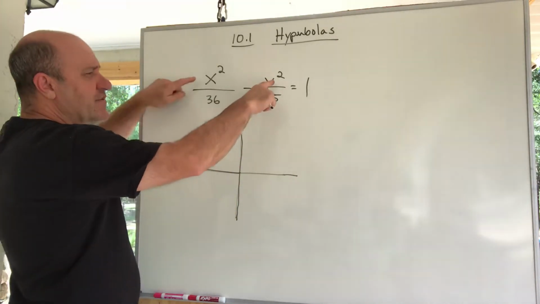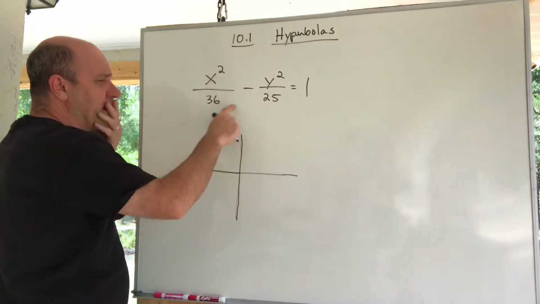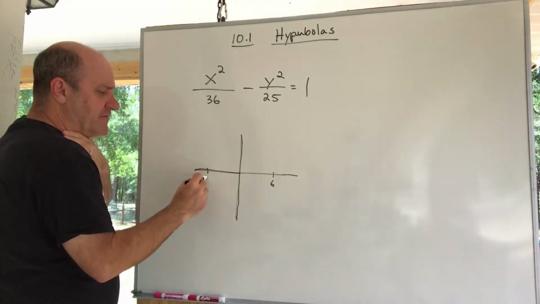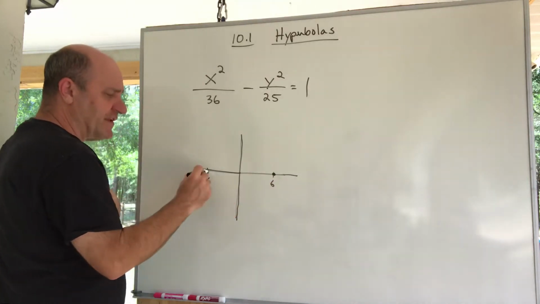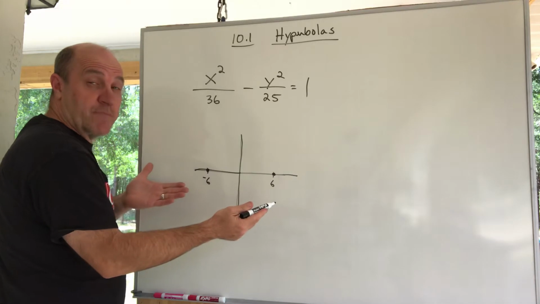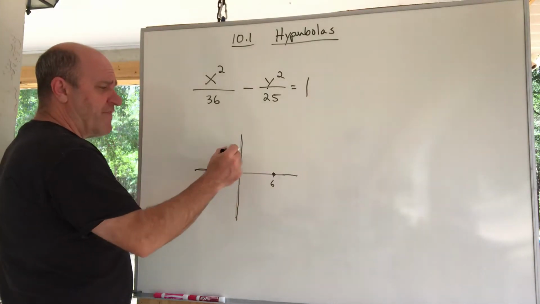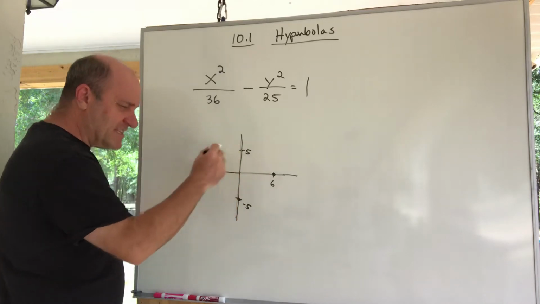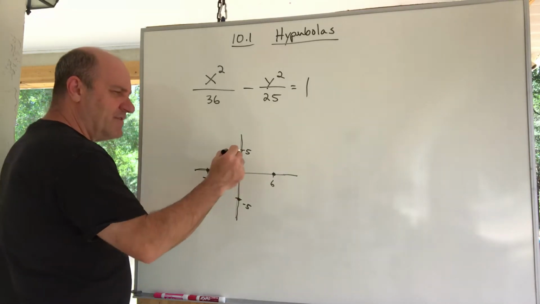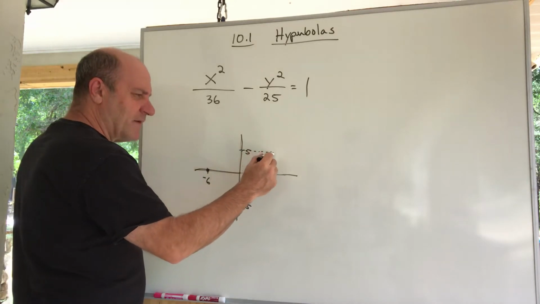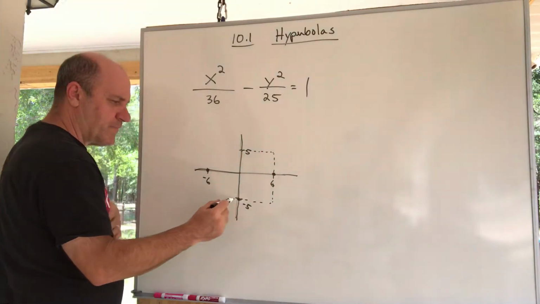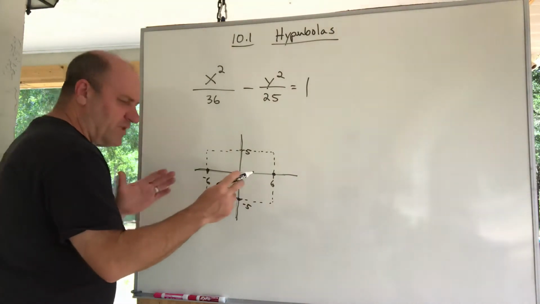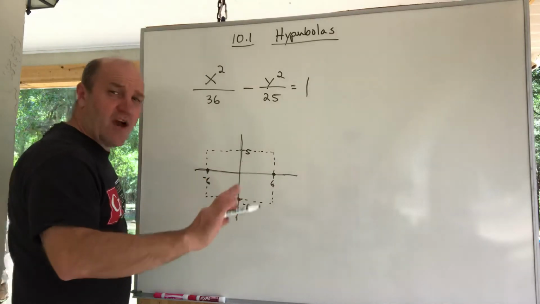So the center is 0, 0. My h and k are 0, 0. From the center, I go over in the x direction, 6 and negative 6. And those are my vertices, like it would be with an ellipse. I go up 5 and down 5. And then instead of drawing the ellipse, I do this. I draw this little rectangle. And the only reason I really draw the rectangle is because it helps me draw these asymptotes.